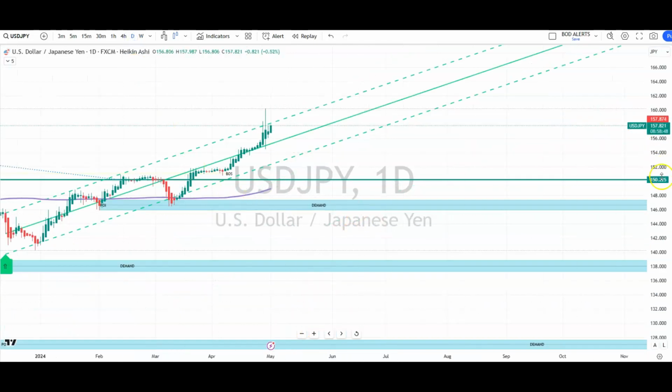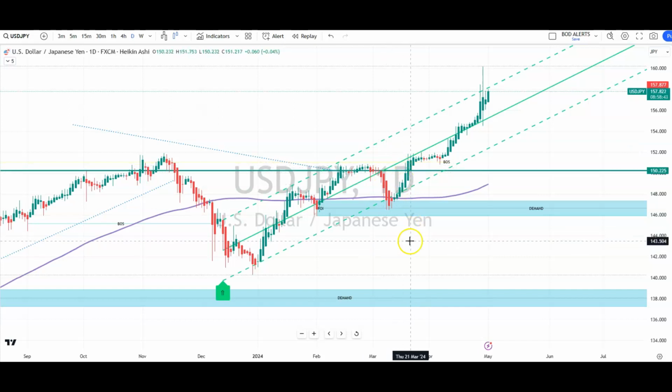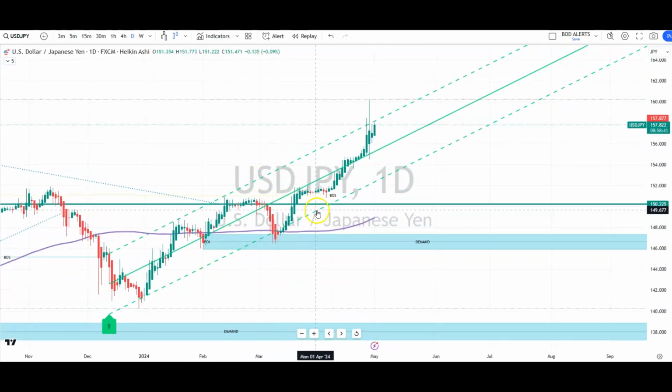So the daily chart, yes, we can say that we've got breaker structure to the upside. Have we got an uptrend? Yes, we have. Have we got a nice correction here? Yes, we have. Back into the liquidity zone, and therefore you have a buying opportunity.